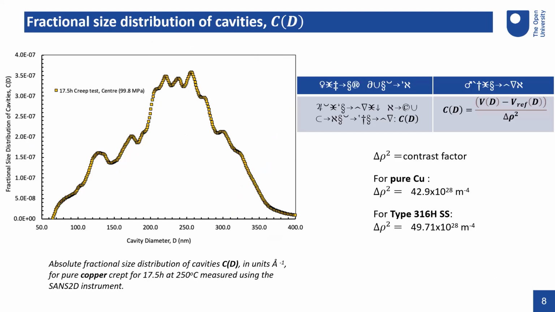I'm sorry, the equations are faulty, but the main equation is CD, which is: you subtract the reference, and if you divide it by the contrast factor, you can measure the volume fraction of cavities from the SANS data. So far, so good.